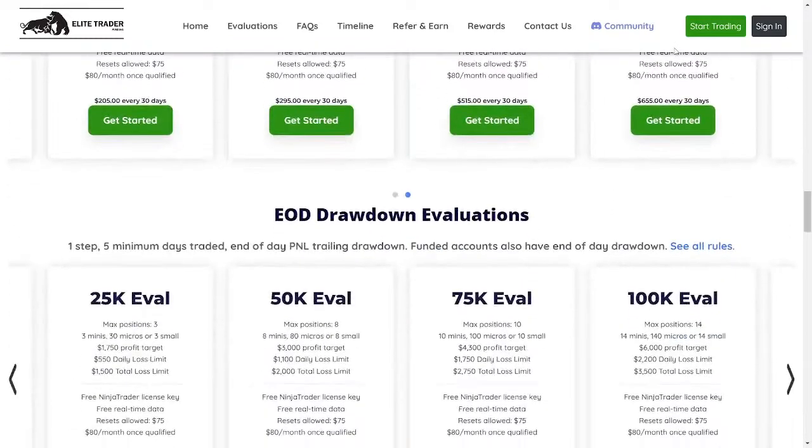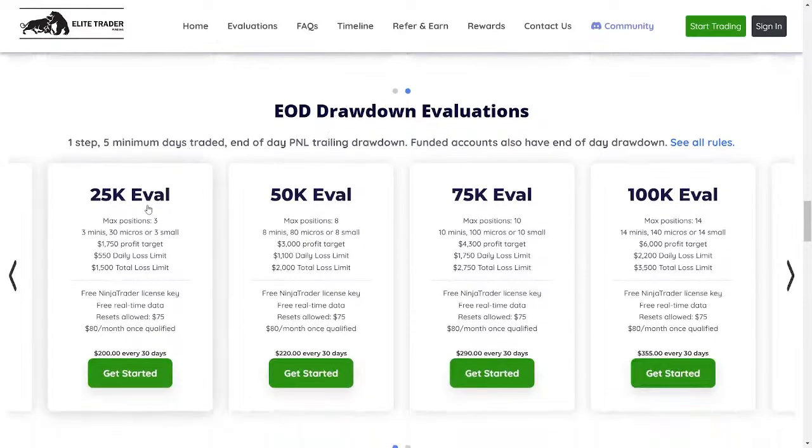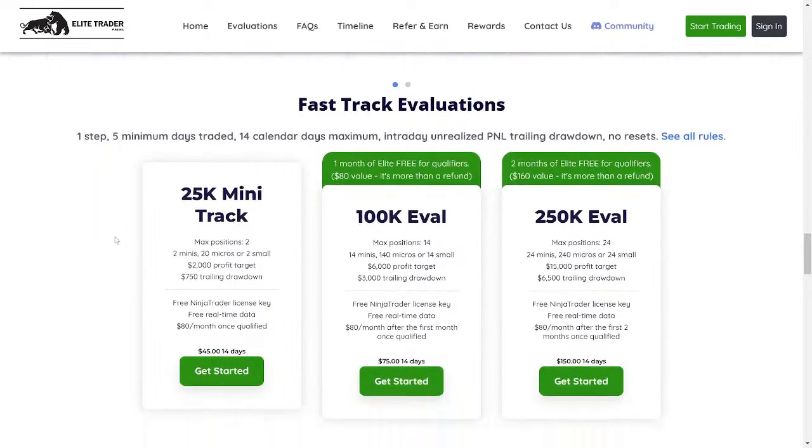Okay, scrolling down a little further here, these are the end of day drawdown evaluations. So instead of your trailing drawdown based on every single trade and every dollar that's changing within the trade, it is based on an end of day evaluation. And this can be something that you should consider because it does potentially affect the way that you trade. Again, same size accounts available in this end of day drawdown set of rules. So just choose which type of drawdown that you want to be able to trade with. And then they also offer fast track evaluations.